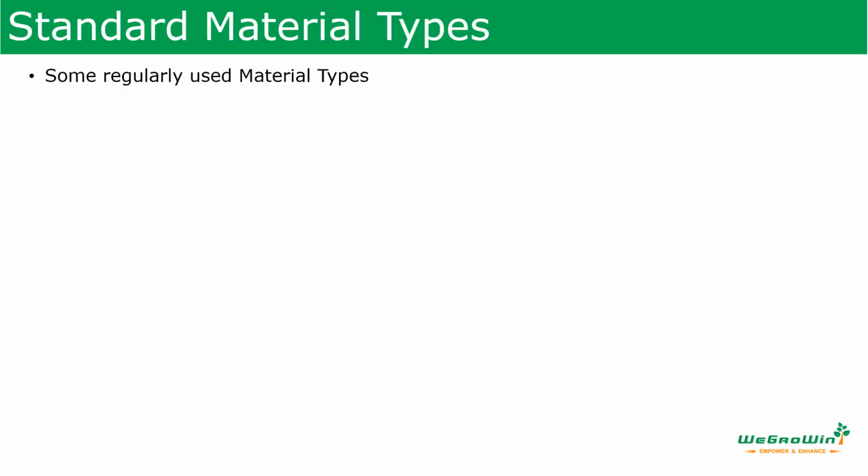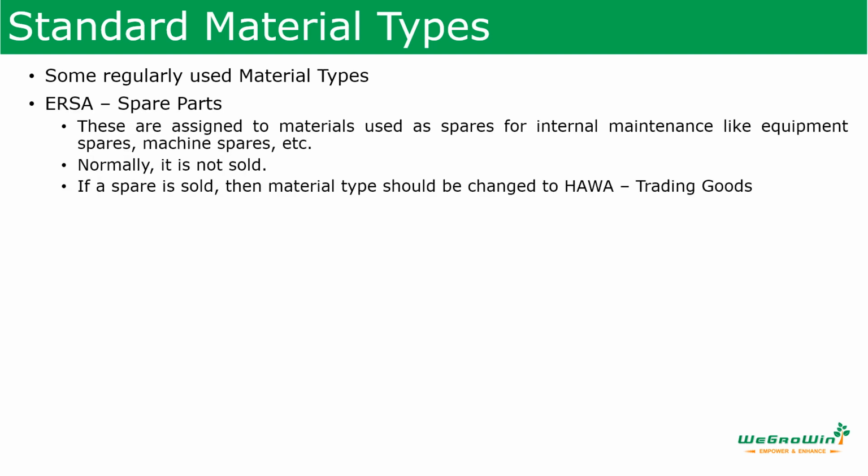Here we will see some standard material types which are normally used. One is ERSA, spare parts. These are assigned to the materials which are used as spares, for internal maintenance of the equipment or machinery. Normally it is not sold. If a spare is sold, then the material type should be changed to HAWA, which is trading goods. Please take note of these things.